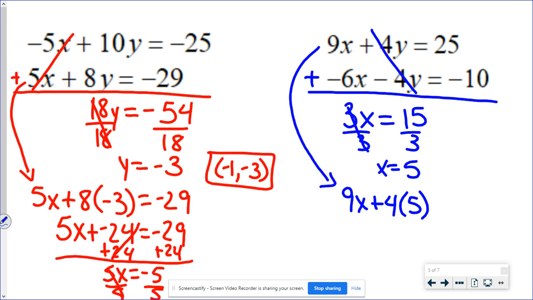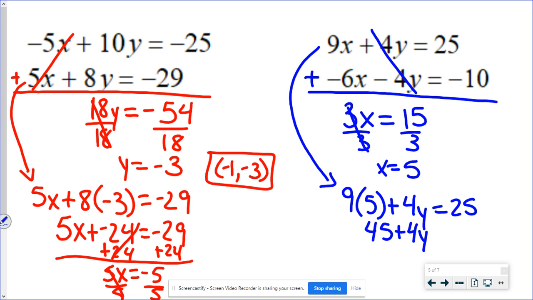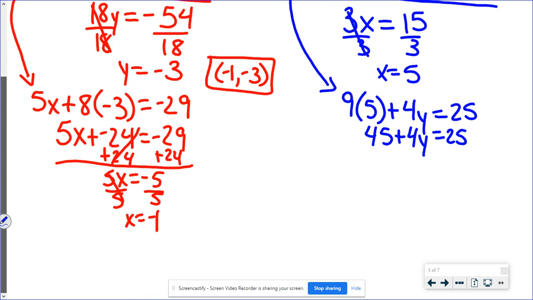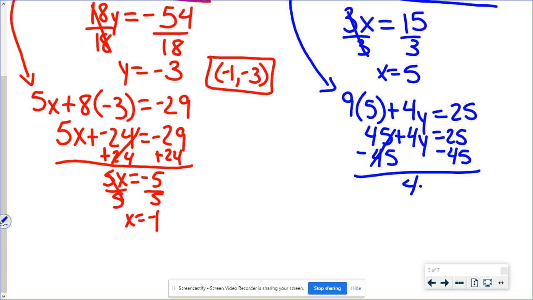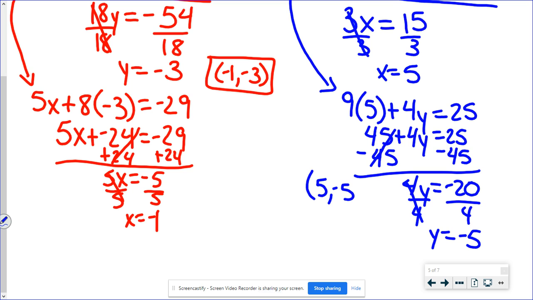Oh, and I put it in the wrong spot. It's the x that I know, not the y. So it'll be 9 times 5 plus 4y is 25. So 45 plus 4y, so y is going to be negative 5. Again, the ordered pair is always x and then y. So this one would be 5 and negative 5.